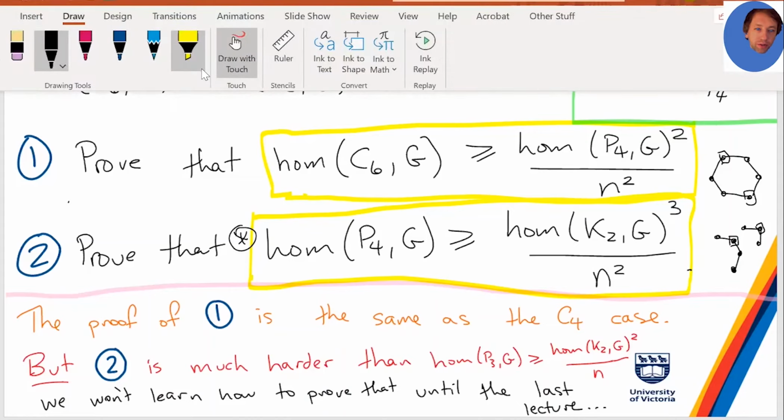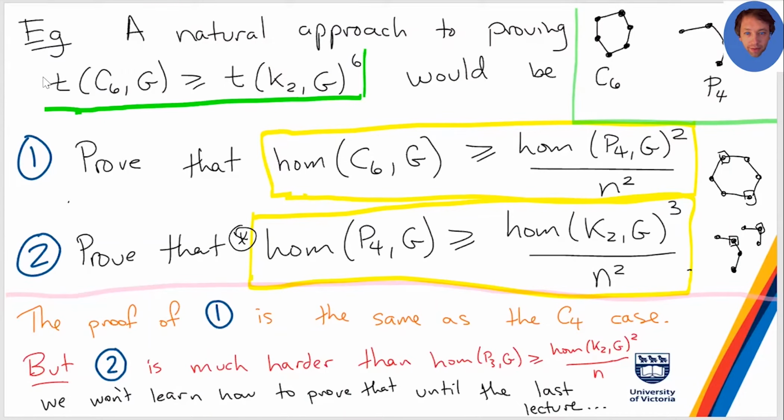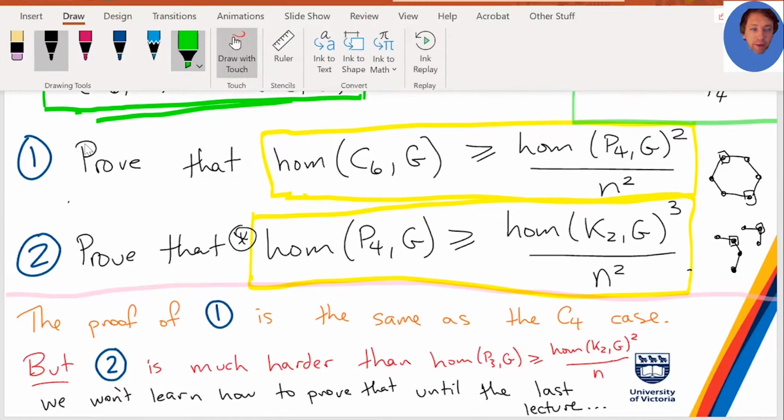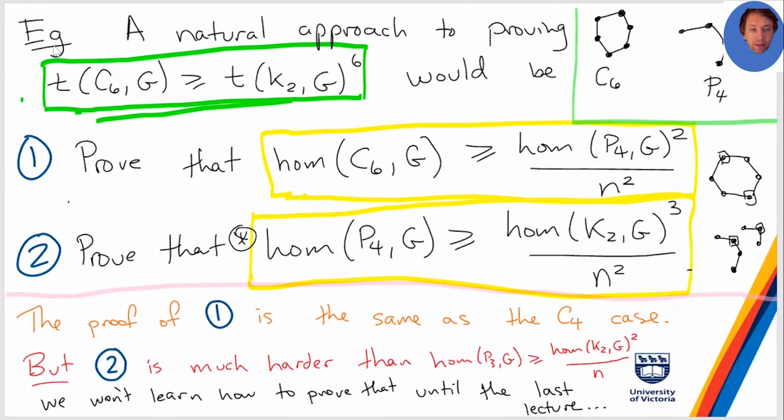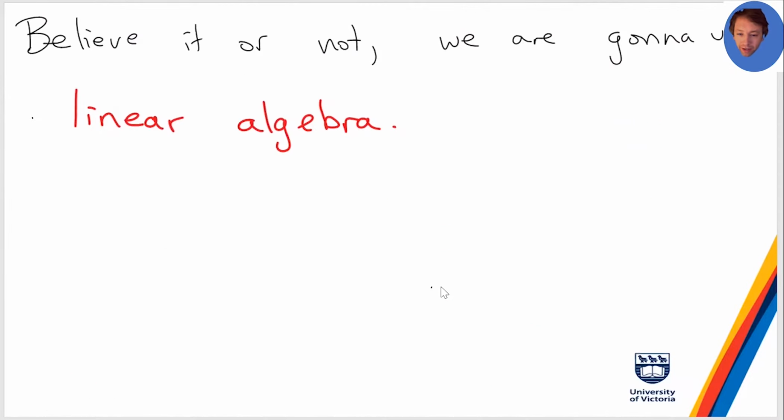So what I want to do is to prove this kind of inequality: the homomorphism density of a 6-cycle, or any even cycle, is at least the density of K2 in G raised to the 6th power, or the appropriate power if it's a longer even cycle. I want to prove this, but I don't want to do it in this way because I'm not going to be able to do it yet. So I want to give you another method for proving these kinds of statements. We're going to be using linear algebra.